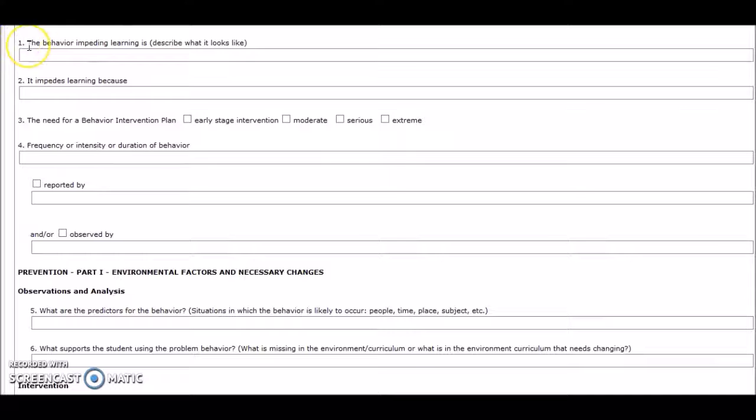properly. The first question asks about the behavior impeding learning, and in between parentheses it says describe what it looks like. And this is very critical because we cannot be identifying the behavior in a judgmental way or in a subjective way. We cannot say something like he's just off the chain, or he's very hyper. This is not a behavior. Being hyper is not a behavior, so we have to be specific.